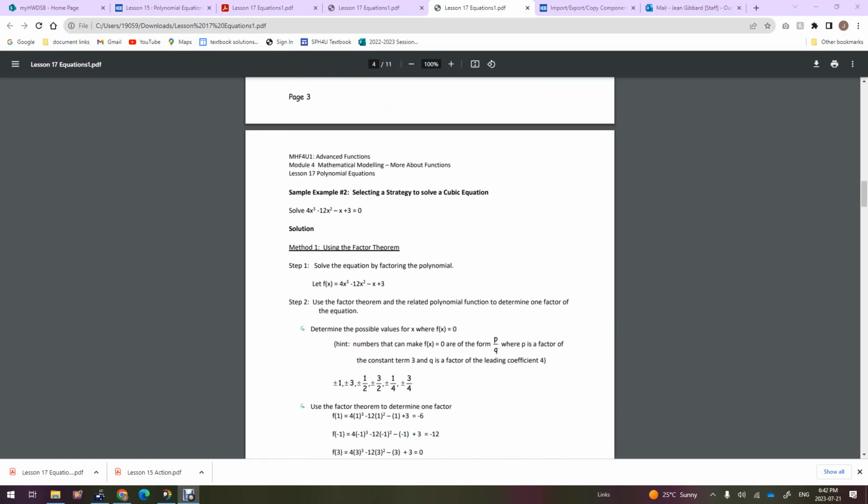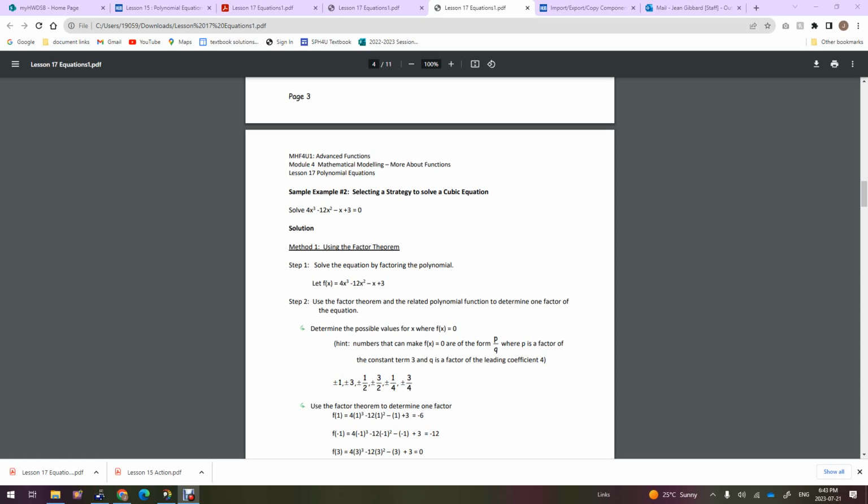Now, let's move on to a next example. In this example, we're going to select a strategy to solve a cubic equation. And here is the equation we're going to take a look at. 4x cubed minus 12x squared minus x plus 3 is equal to 0. So we're going to start by trying the factor theorem.